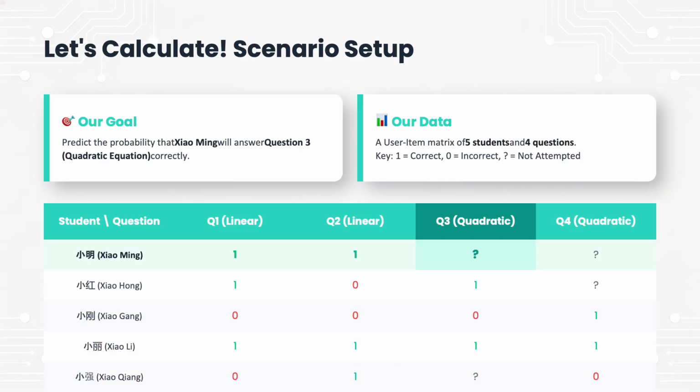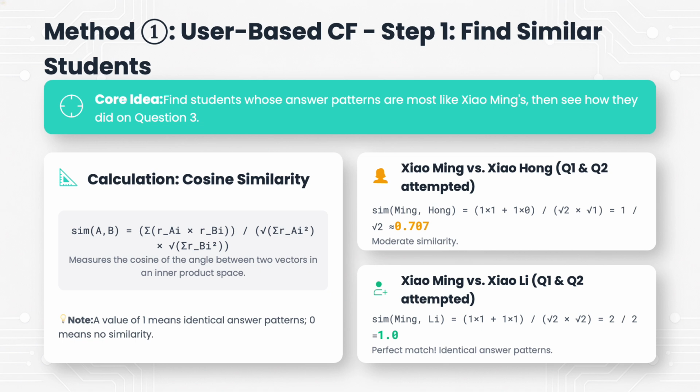All right, let's roll up our sleeves and do some actual calculations. Here's our scenario. We have 5 students and 4 questions. The first 2 questions are about linear equations, and the last 2 are about quadratic equations. We have their answer records, marked as 1 for correct, 0 for incorrect, and a question mark if they didn't attempt it. Our goal is to predict the probability that Xiao Ming will get question 3, a quadratic equation problem, correct. First, let's try user-based collaborative filtering.